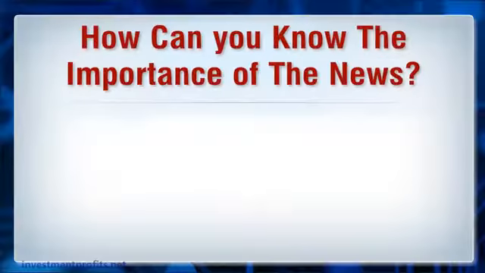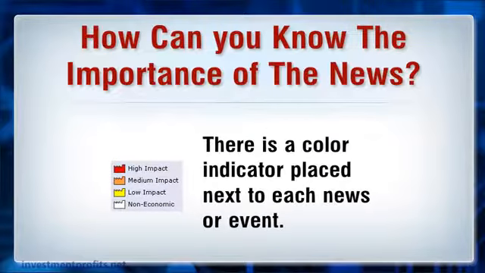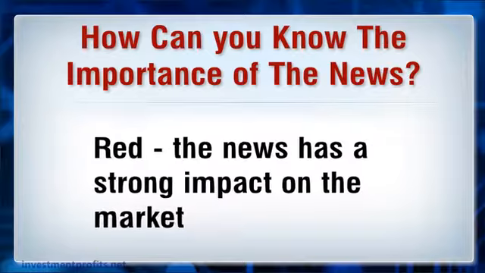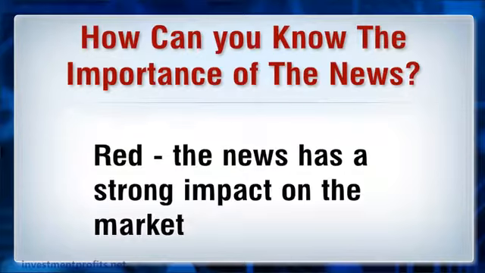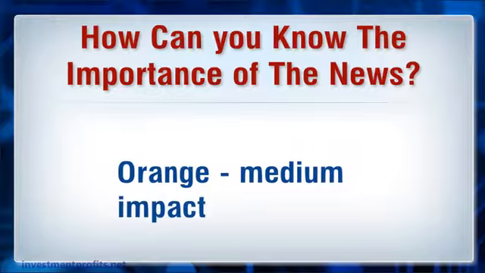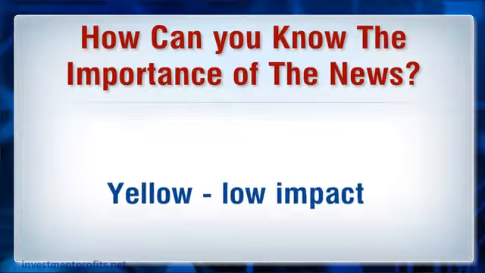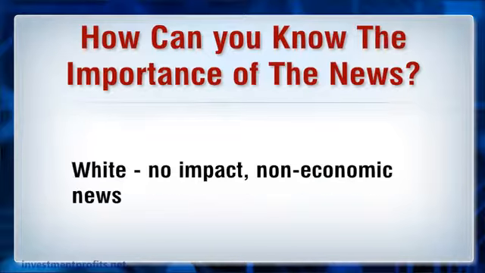How can you know the importance of the news? There is a color indicator placed next to each news or event. Red, the news has a strong impact on the market. Orange, medium impact. Yellow, low impact. White, no impact, non-economic news.